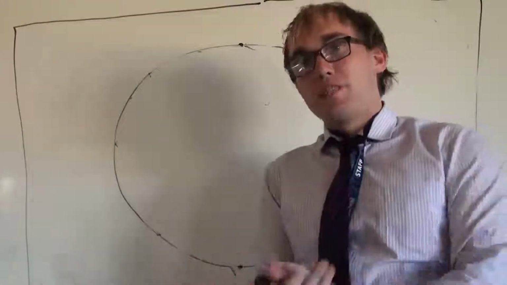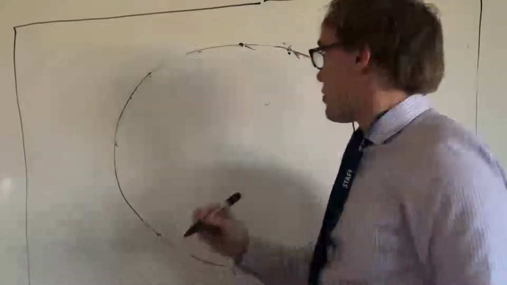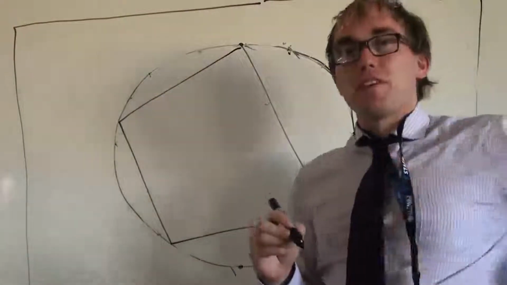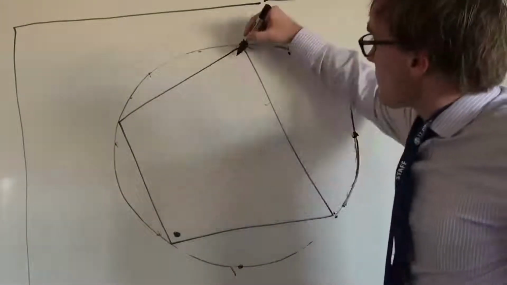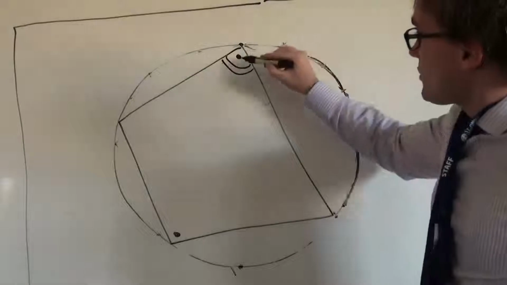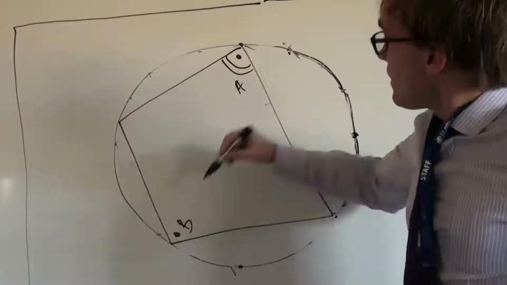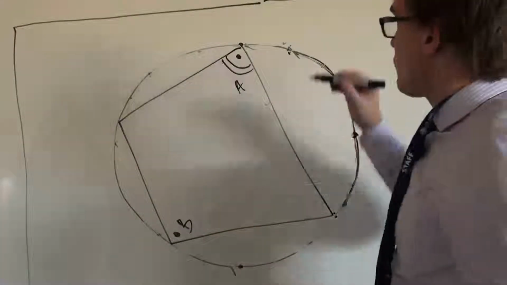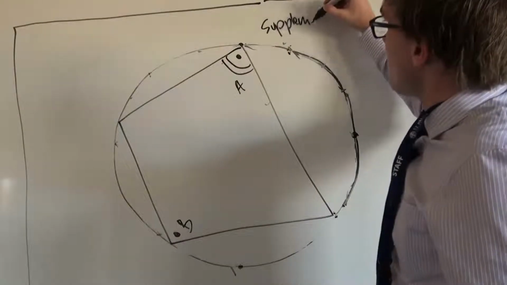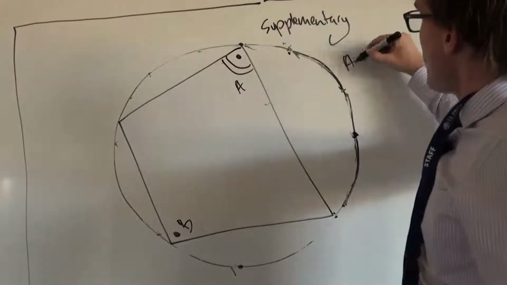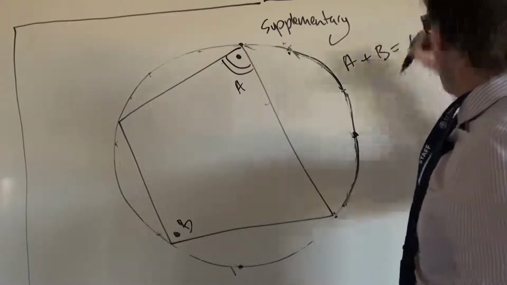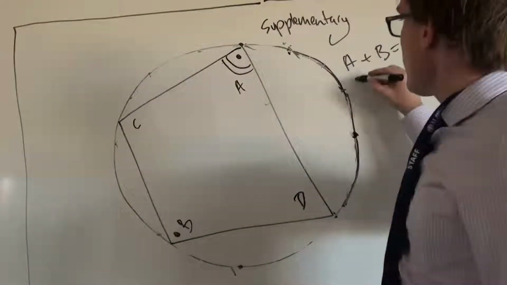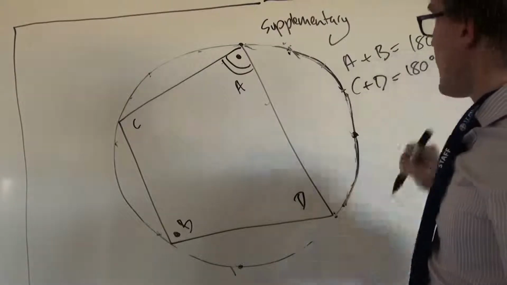Next, I'm going to talk about what happens if you put a quadrilateral into a circle. Here's my quadrilateral. Now, one thing that we know is that opposite angles are supplementary. So this angle here, A, and this angle here, B, are supplementary. Supplementary means that they equal 180 degrees. A plus B equals 180 degrees. The same with these angles here, C and D equal 180 degrees.